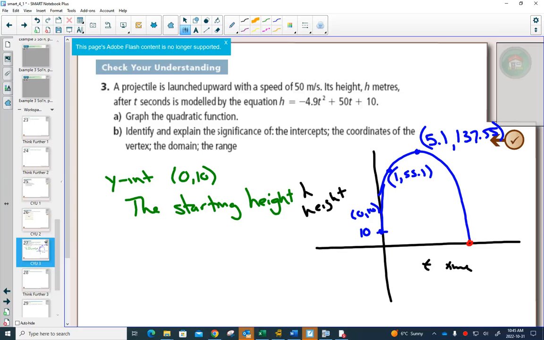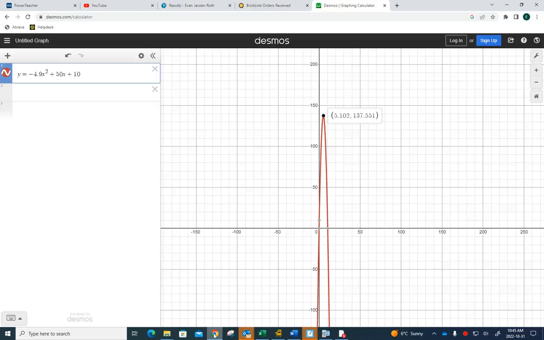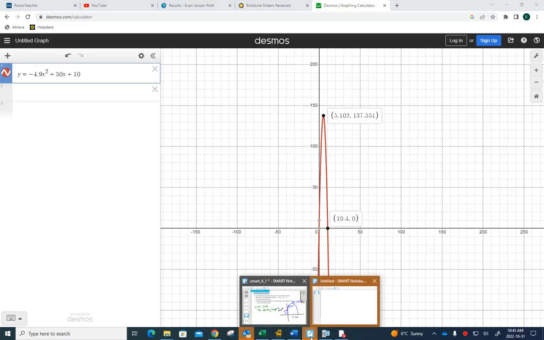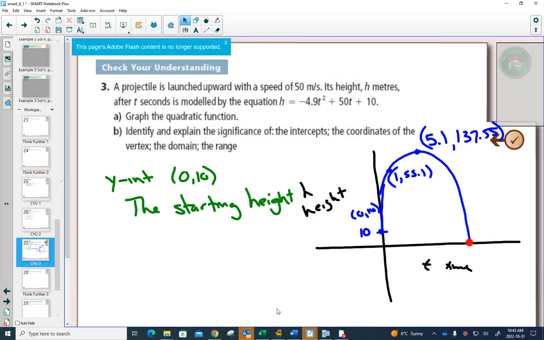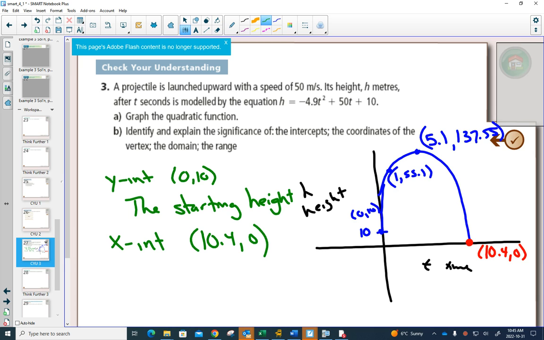When we talk about an x-intercept, and again, I'm going to go to Desmos because it's probably pretty easy just to click on that one to find 10.4, 0. We can talk about its significance. What does the x-intercept, which we found out to be 10.4, 0, what does it mean?